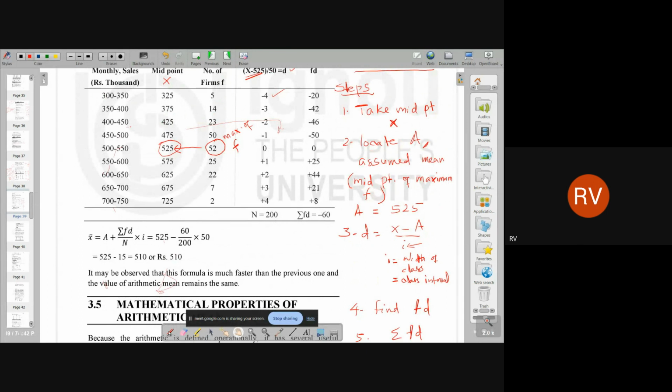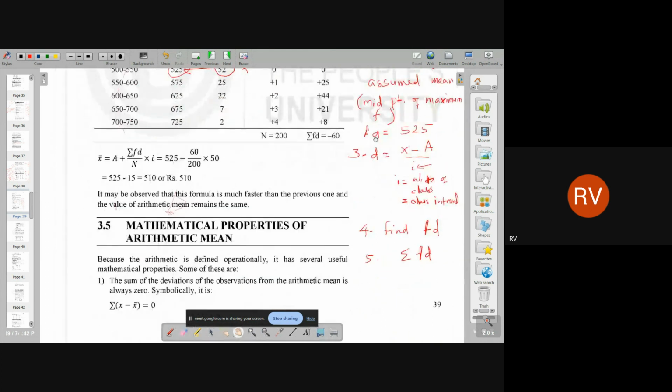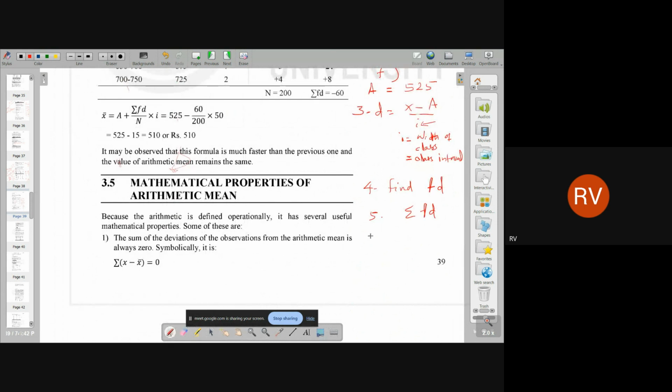Then the sixth step: x bar, the mean, is equal to A plus sigma fd by n into I. This is the formula for finding arithmetic mean. A is the assumed mean, which is 525, the mid value corresponding to the maximum frequency.